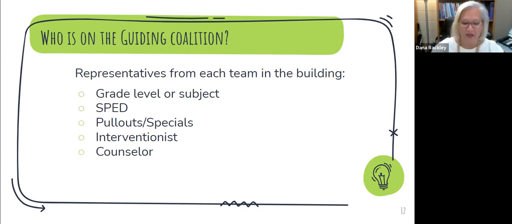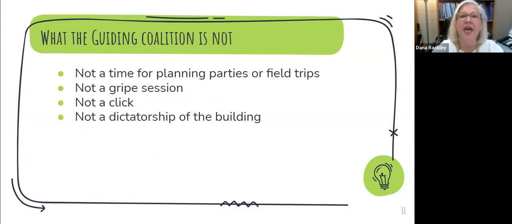Okay, go ahead and go back to the other one. Okay, this is what a guiding coalition is not. We've talked about what a guiding coalition is. Let's make sure that we understand what a guiding coalition is not. It's not a time for planning parties and field trips. It is a time that we are focused on what's going to drive the academics for our students.